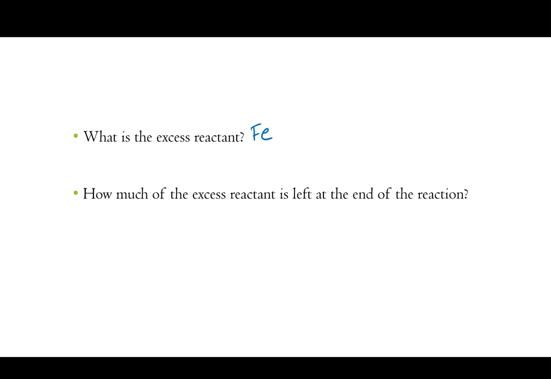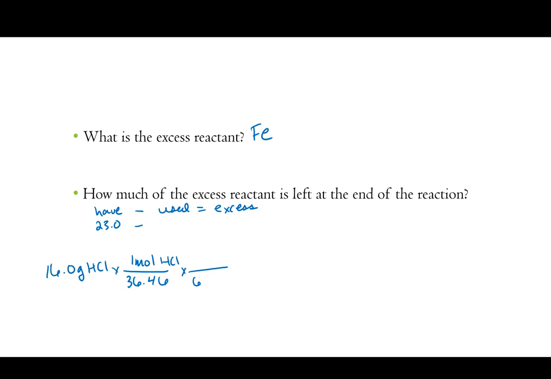And then to find out how much of the excess reactant is left at the end of the reaction, you have to find out how much iron is used. I know I have 23 grams of iron. So I'm going to take how much iron I have, 23, and subtract how much iron I used. That's how I find out the excess. Now, I don't know how much I used. I have to calculate it. So I know I'm using up all 16 grams of hydrochloric acid. So I'm going to find out when I use those 16 grams of hydrochloric acid, how much iron gets used up.